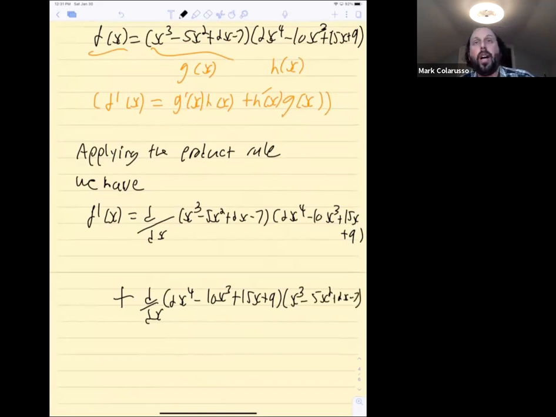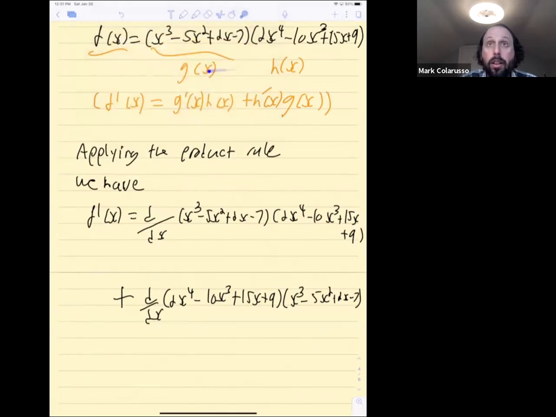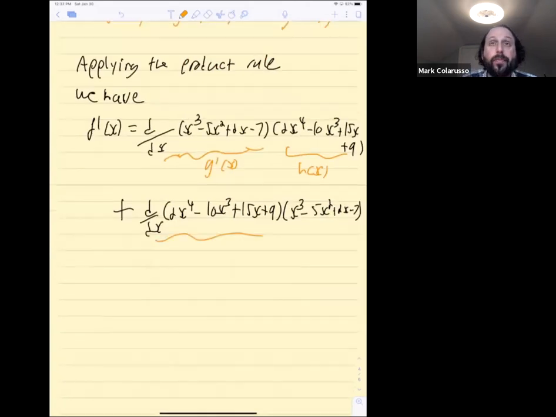And that's okay. So now that's the product rule, and now we have to compute the individual derivatives. If you like this kind of notation, this is your derivative of g, this is your h, and this is your derivative of h, and this is your g. But again, what the product rule is doing is it's saying you have a product of two functions: derivative of the first times the second, plus derivative of the second times the first.